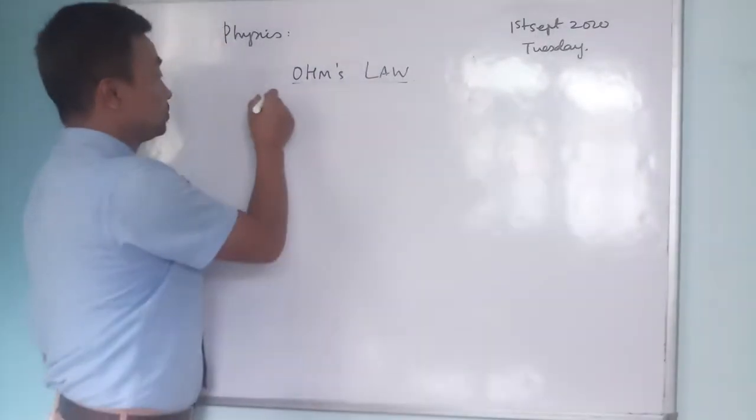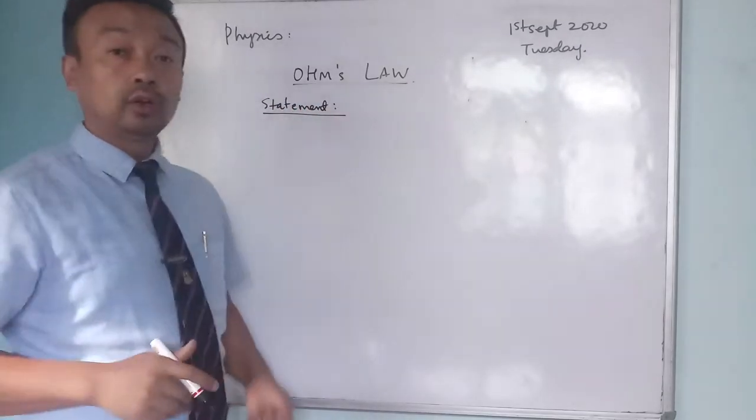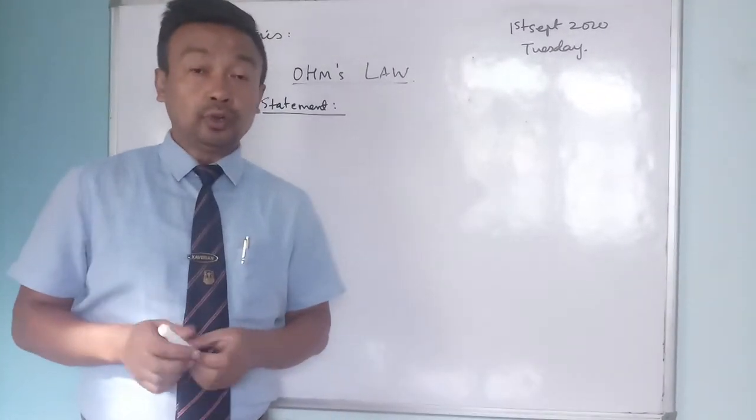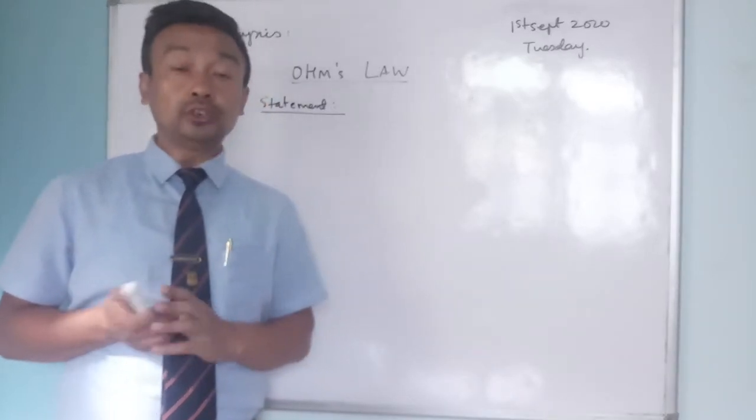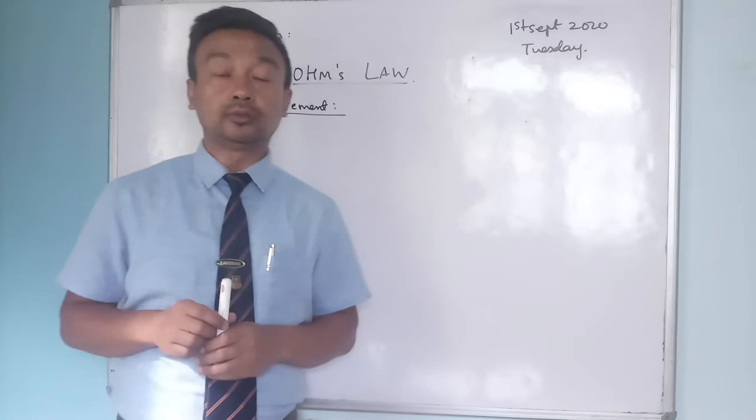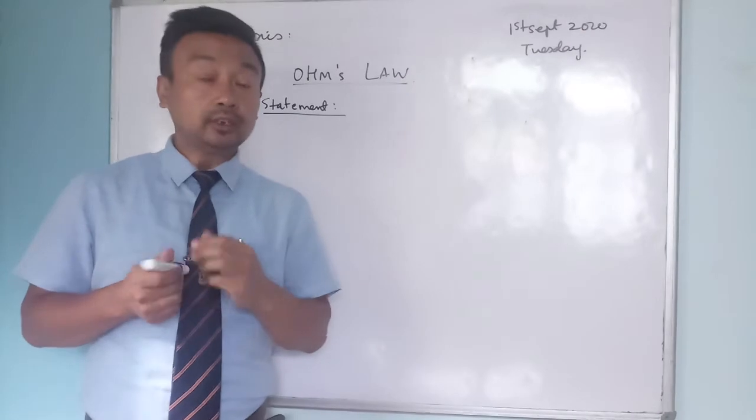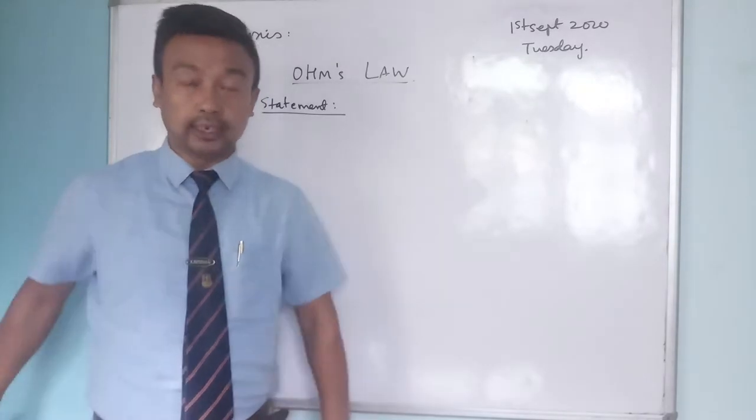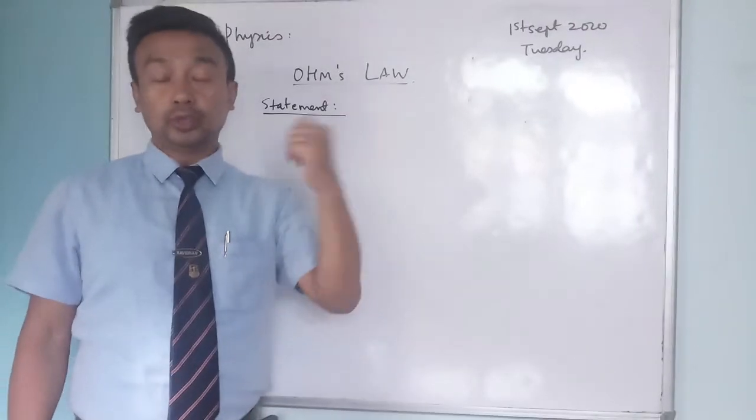So first of all, the statement: what does Ohm's law state? According to Ohm's law, the current flowing in a conductor is directly proportional to the potential difference applied across its ends, provided two conditions: the physical conditions of the conductor and the temperature of the conductor remain constant. So the potential difference will be directly proportional to the current.